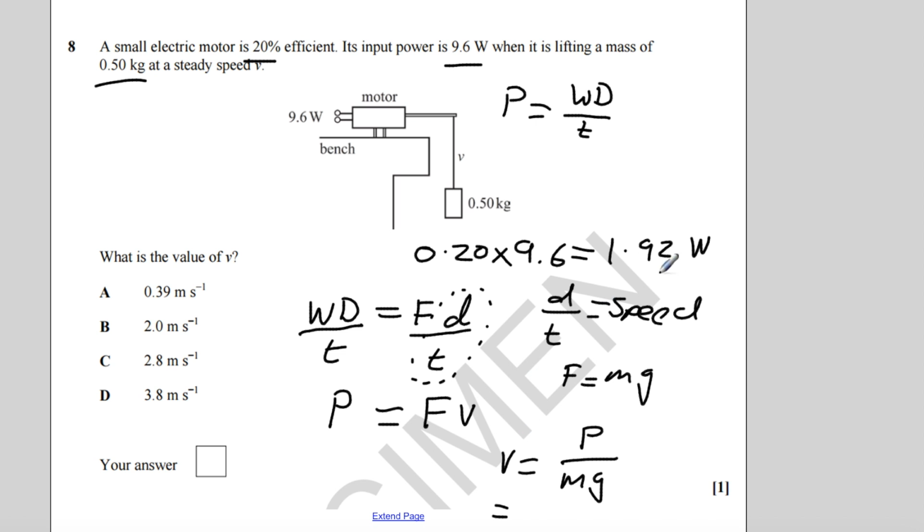Power is 1.92 and the mass is 0.5. Acceleration due to gravity 9.81. That gives us an answer of 0.39 meters per second, which is answer A.